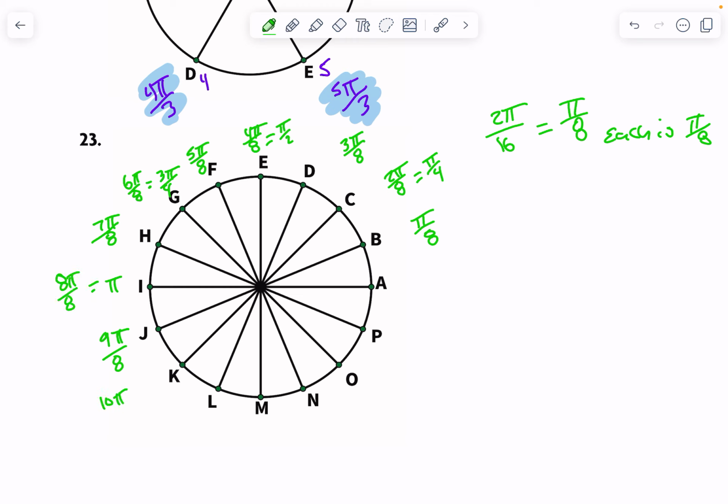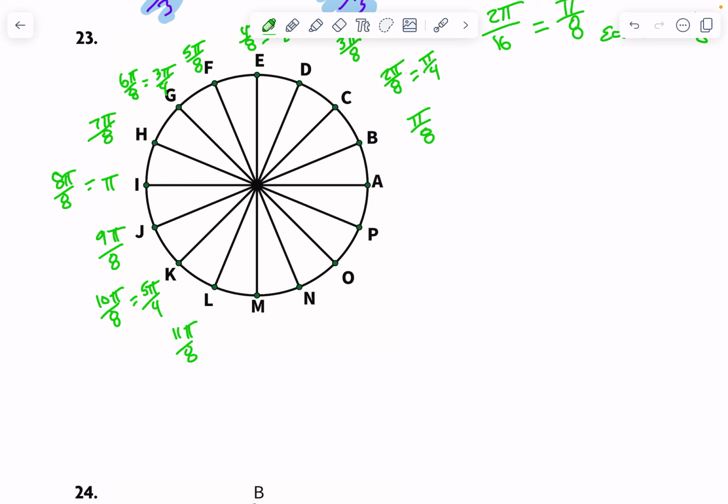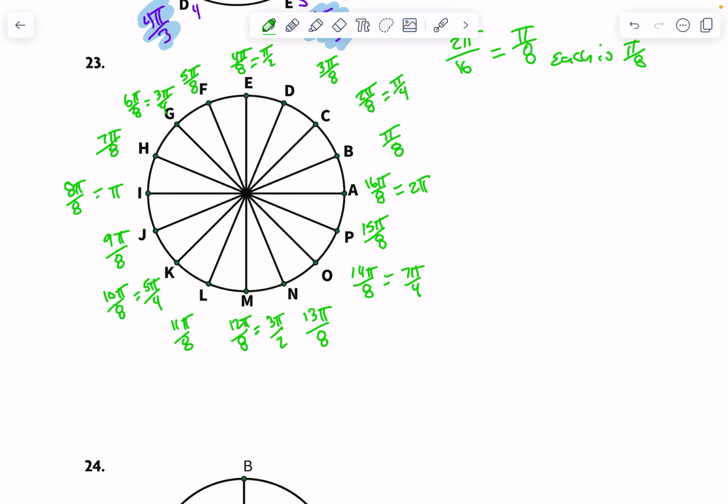And then we get 10 pi over 8, which is 5 pi over 4, and then we get 11 pi over 8, then 12 pi over 8, which is 3 pi over 2, okay? Then we get 13 pi over 8, then 14 pi over 8, which is equivalent to 7 pi over 4, and we're left with 15 pi over 8, and then 16 pi over 8, which is just equal to 2 pi, and we did it, okay?